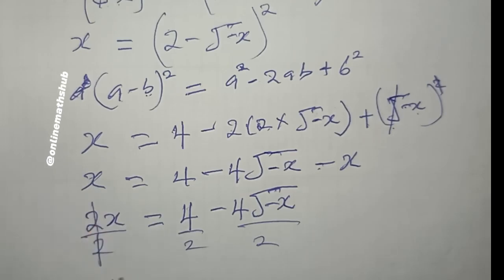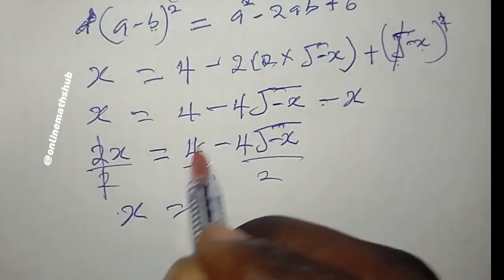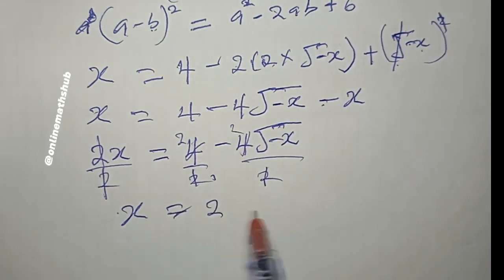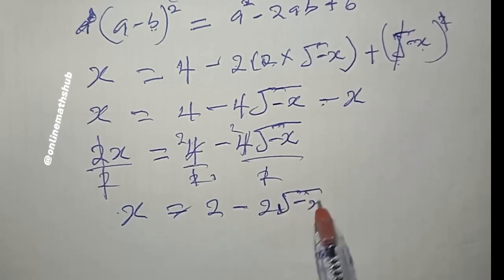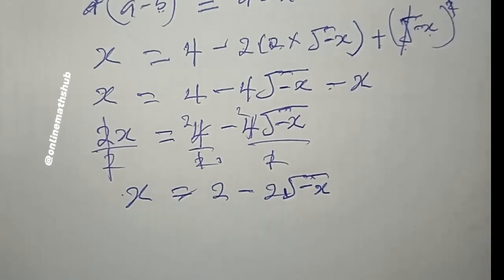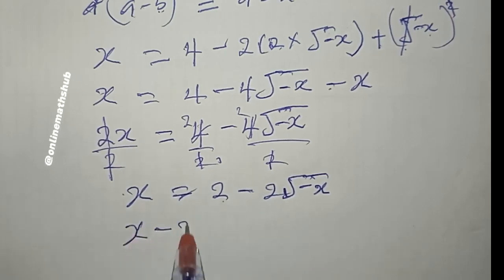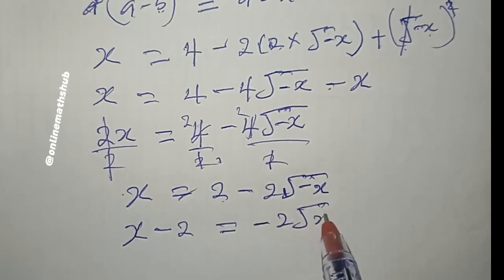This cancels this, and then what I'm left with is x is equal to 2 minus 2 root negative x. There is still a little bit of an issue because I still have root negative x right here. So what I'm going to do is move this 2 to the left hand side, so that I have x minus 2 is now equal to negative 2 root x.